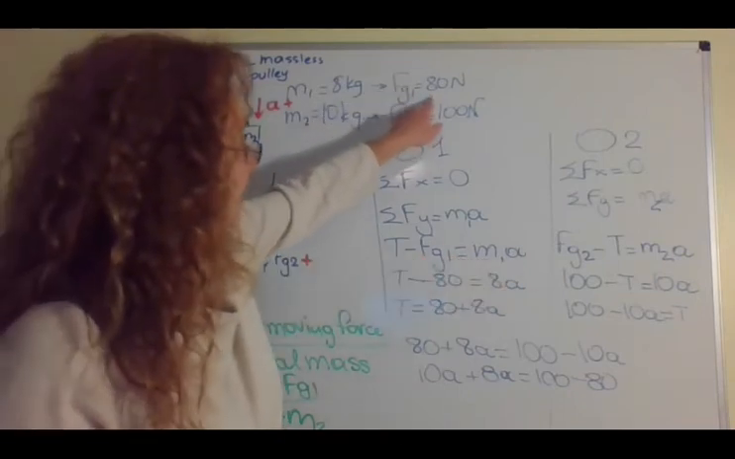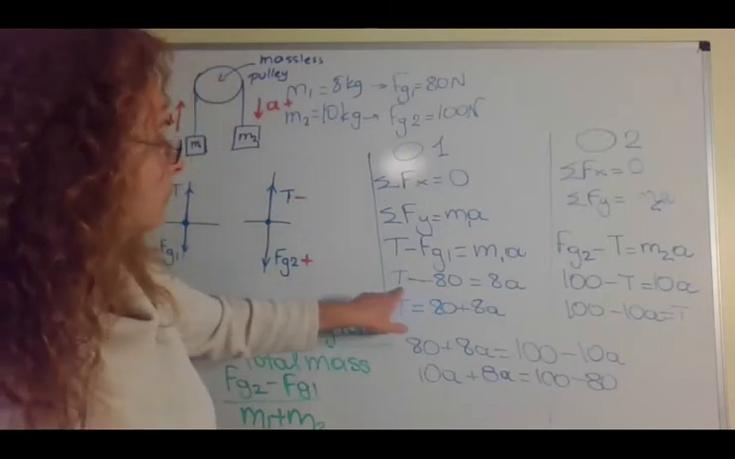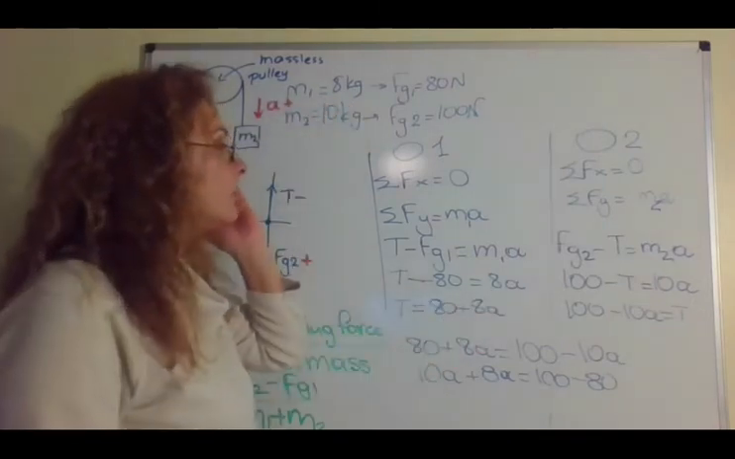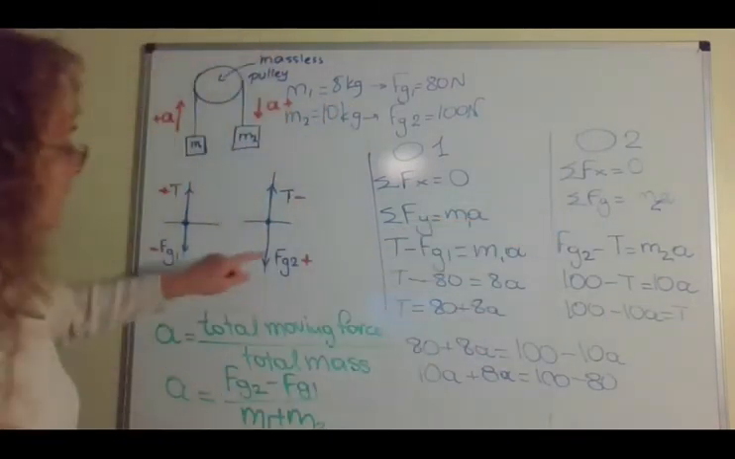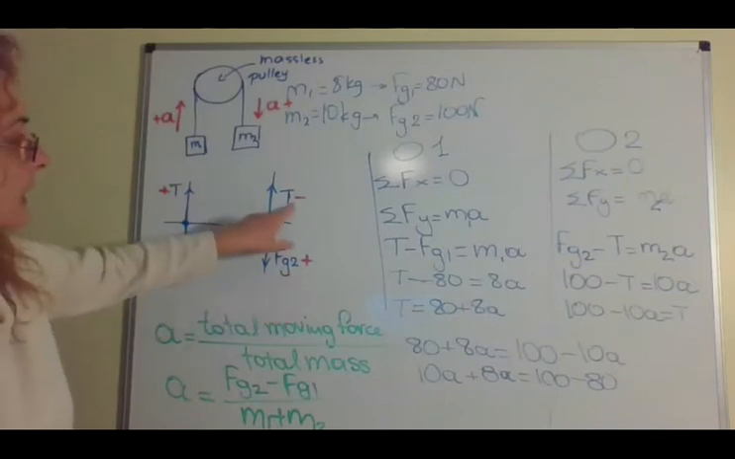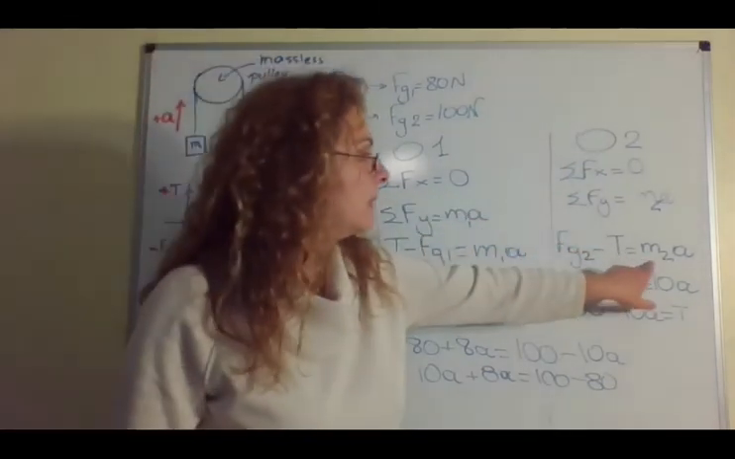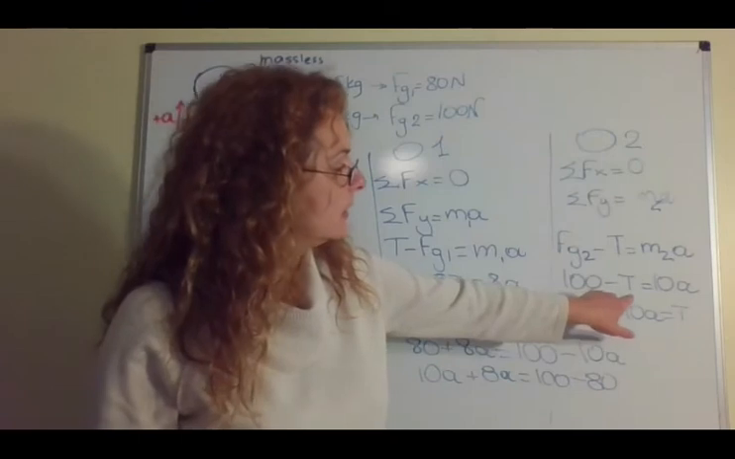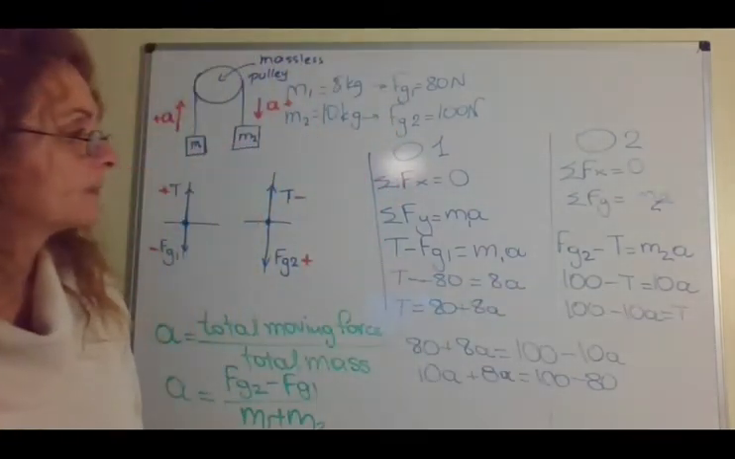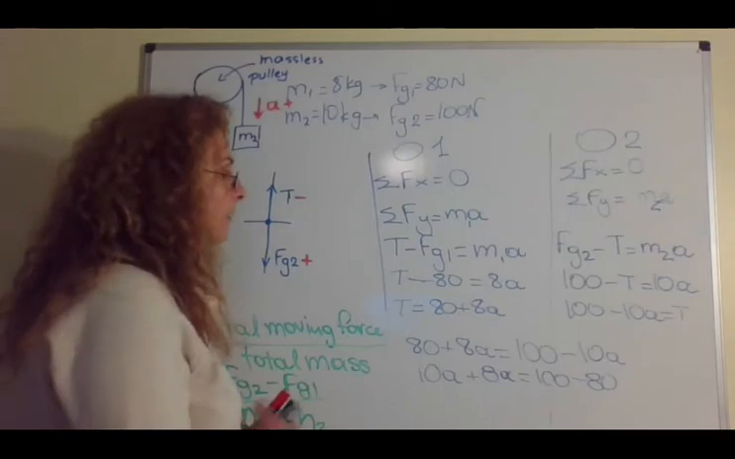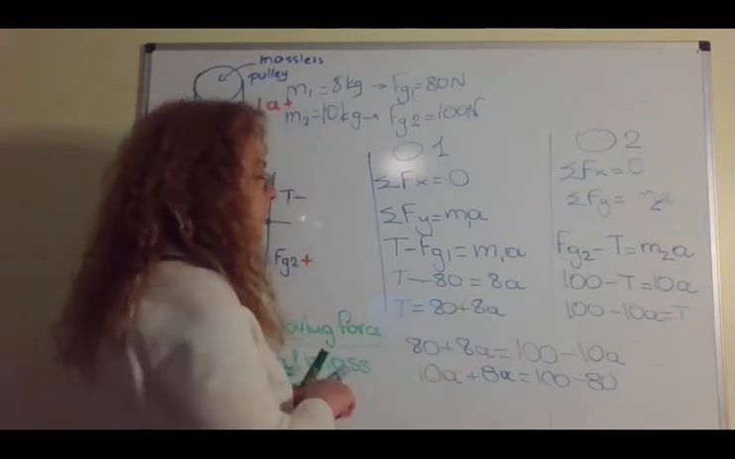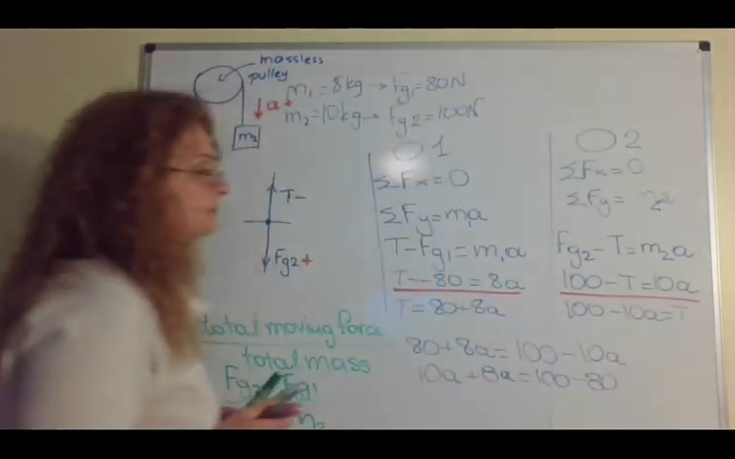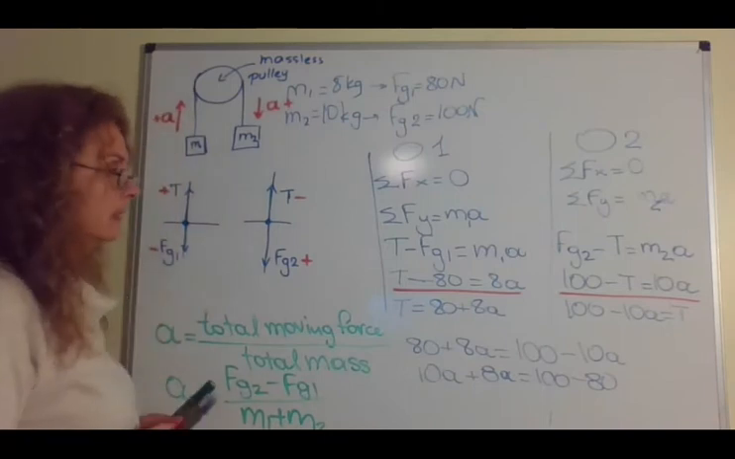Knowing that the force due to gravity is 80, I have this equation that says tension minus 80 equals mass times the acceleration. Going to the second object, I have that the force due to gravity 2 minus tension equals second mass times acceleration, which is 100 minus T equals 10 times the acceleration. Now, I have made a system of two equations with two unknowns. This is the one equation, and that's the other one. And the two unknowns are the tension and the acceleration.